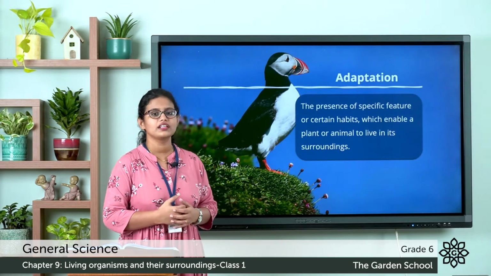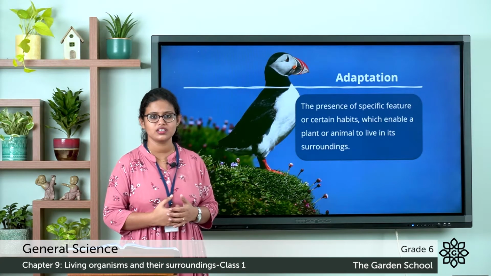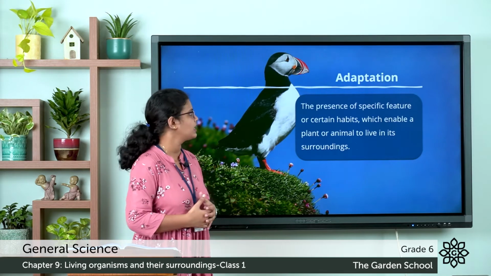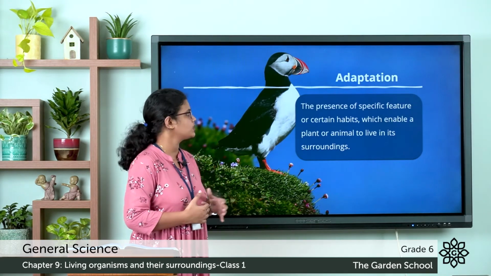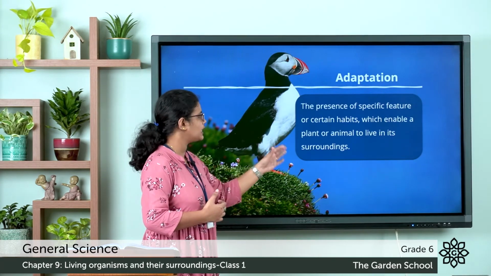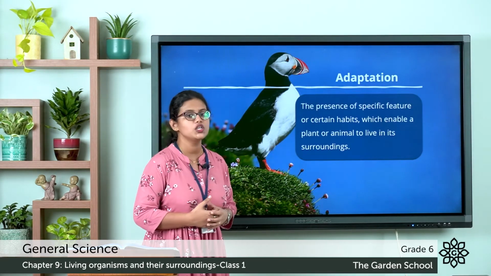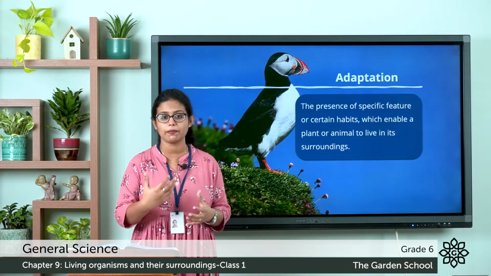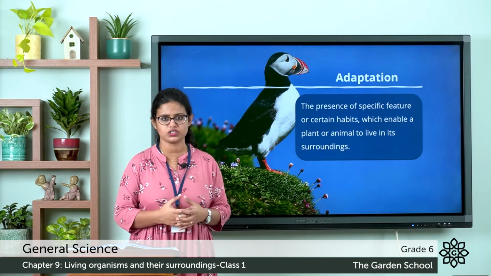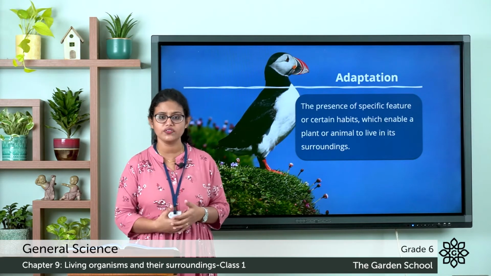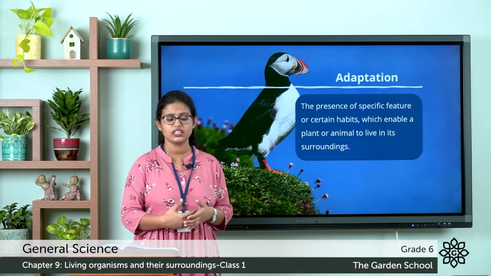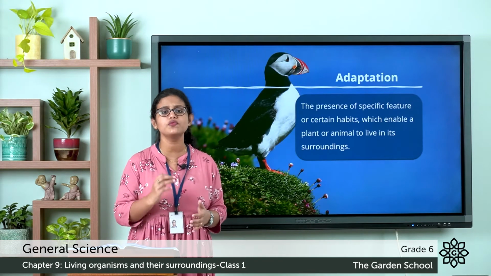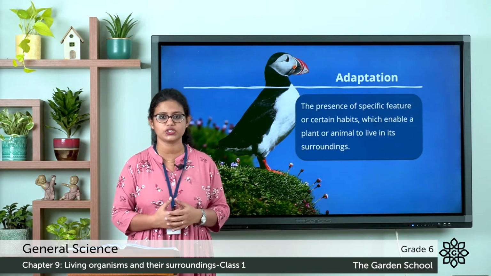Moving on, the next is about adaptation. Have you all heard of the term adaptation? What is adaptation? The presence of specific features or certain habits which enable a plant or animal to live in its surroundings. We discussed habitat. So what is adaptation? Adaptation means the body features or the habits that help the animals to live in their habitat comfortably. We call it adaptation.